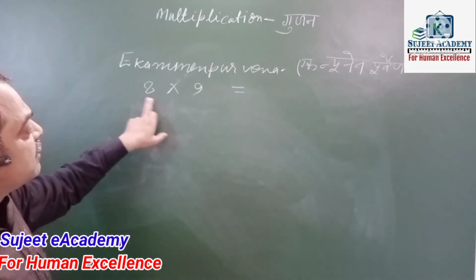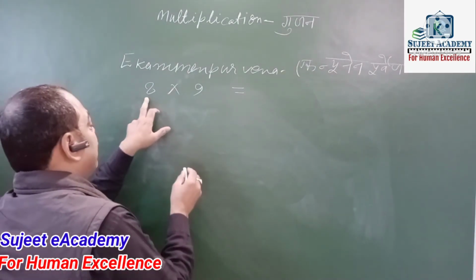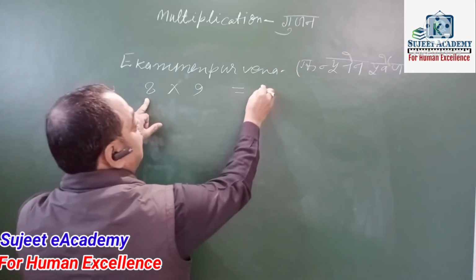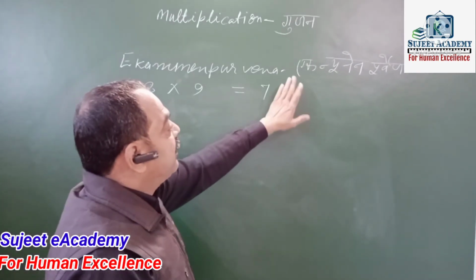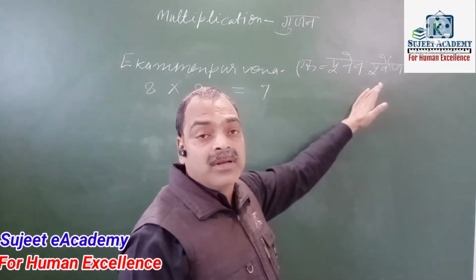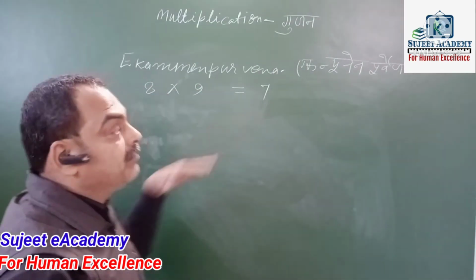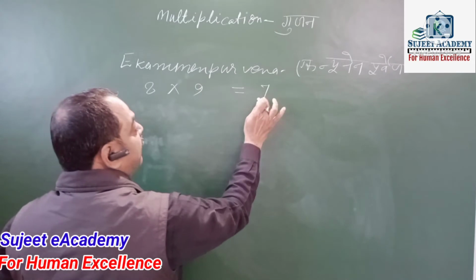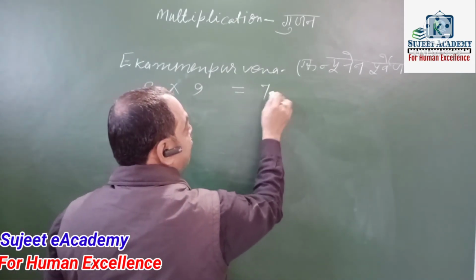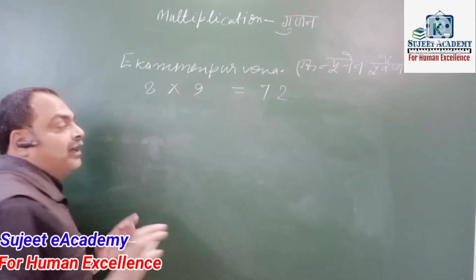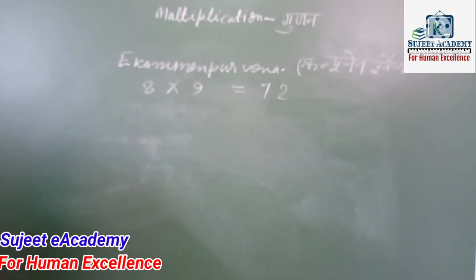Now you reduce this number by 1. 8 minus 1 is 7. Then after that, what is the second number or unit place number? You subtract this number from 9. 9 minus 7 is 2. Simple. Now next one.